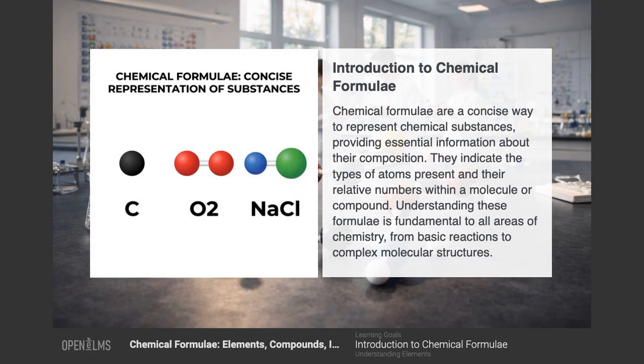Introduction to chemical formulae. Chemical formulae are a concise way to represent chemical substances, providing essential information about their composition. They indicate the types of atoms present and their relative numbers within a molecule or compound. Understanding these formulae is fundamental to all areas of chemistry, from basic reactions to complex molecular structures.